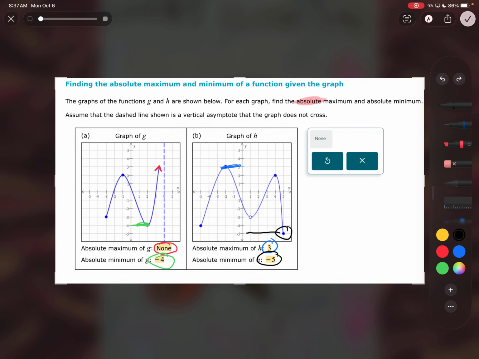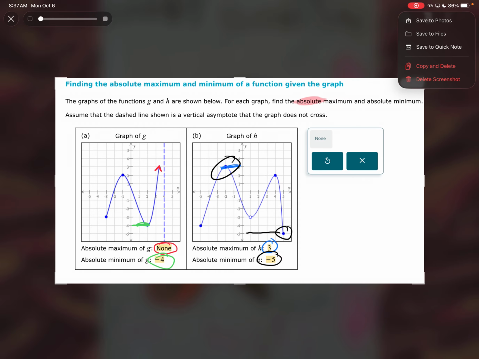So like this one would be a local maximum, a local maximum. This would be a local minimum, a local minimum, a local minimum. But the absolute, we only pay attention to the highest one and the lowest one. And when it goes to infinity, we actually say none, because there's no cap. Like you could keep going as much as you want.